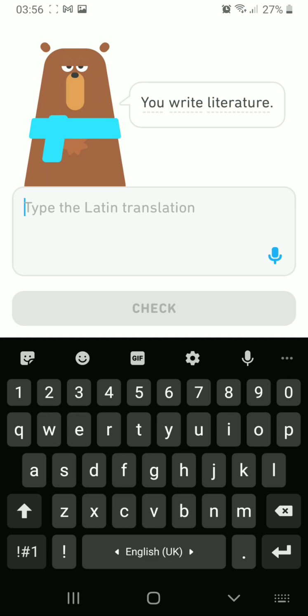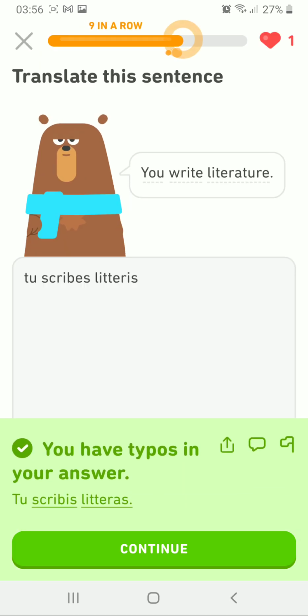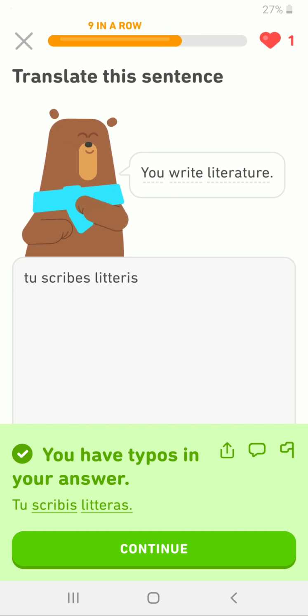You have you, which is two. And scribes would be to write. I will write scribes right away. It doesn't matter here. And literature, I don't know. So we have literis. We have seen literis before, and I think that's the right one. And I will write literis here. Okay, both are wrong.